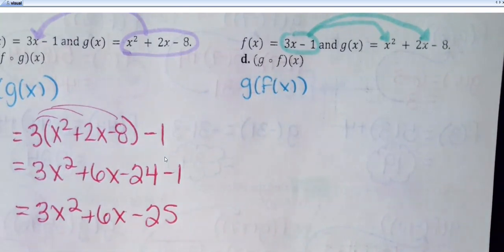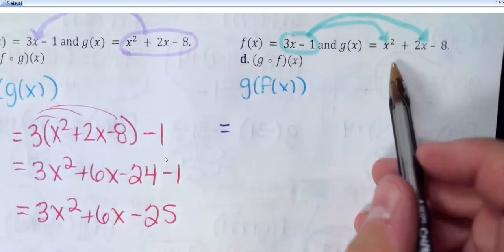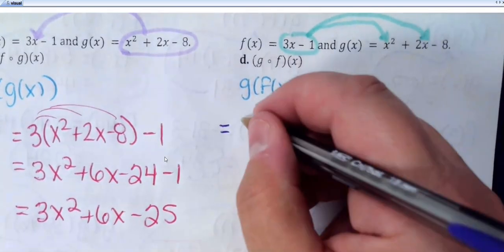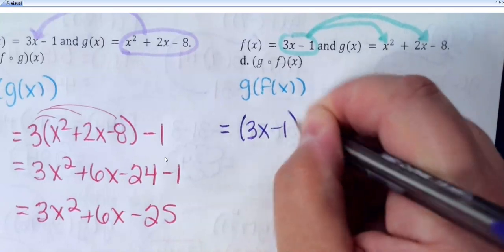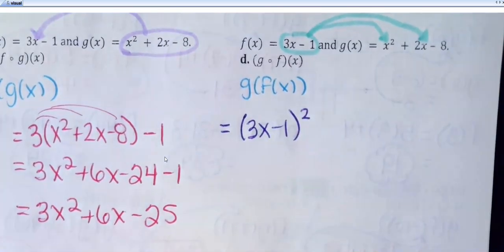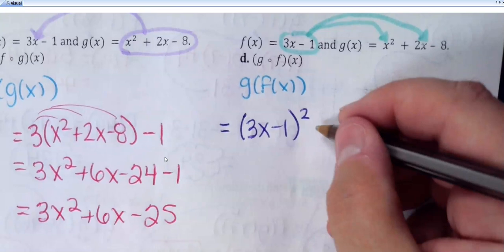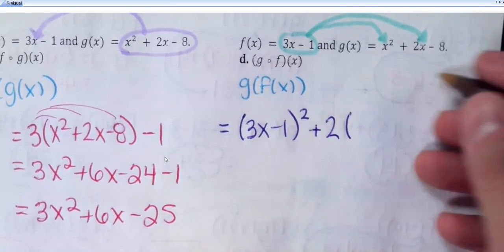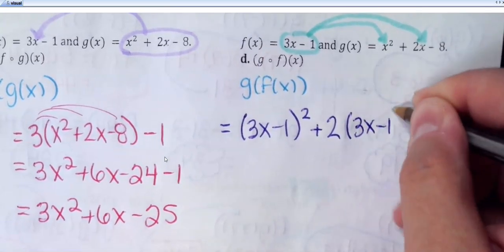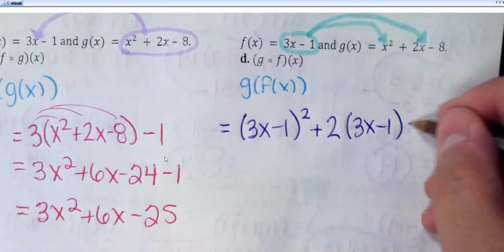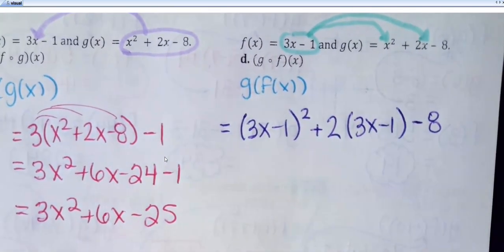All right, so as you guys do this, try and leave yourself a little bit of space. This is x squared. So in place of x, I'm writing that 3x minus 1. That whole thing would be squared. Then you have plus 2 times x, and then in place of the x, I got to put that 3x minus 1 again. And then I've got the minus 8. Now, that very first piece, 3x minus 1 squared. You guys know how to simplify that set of parentheses.